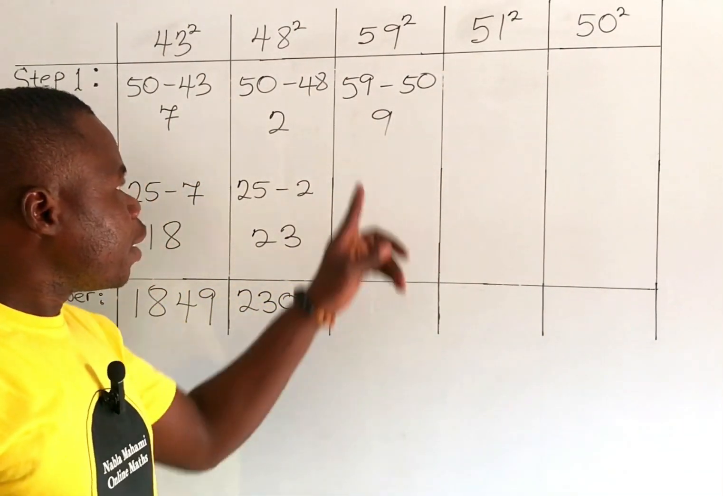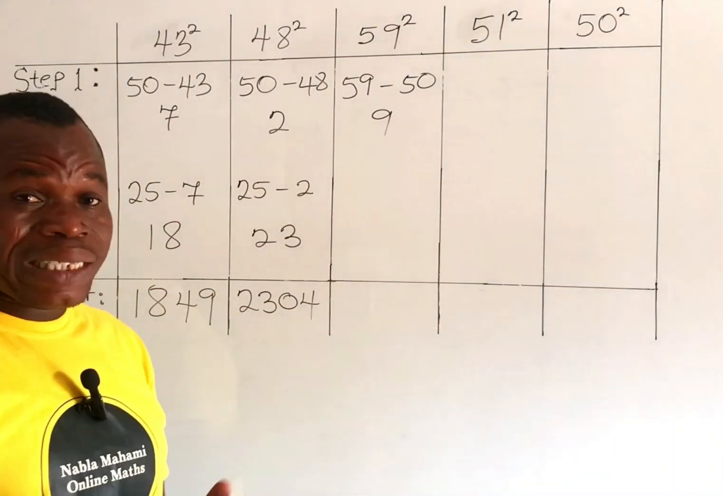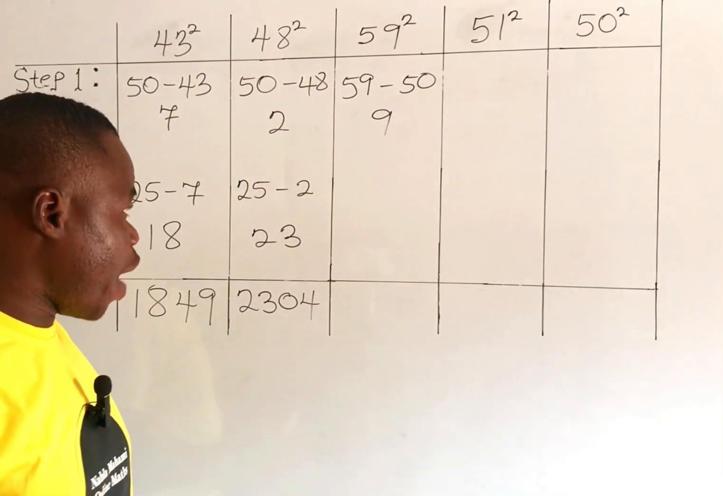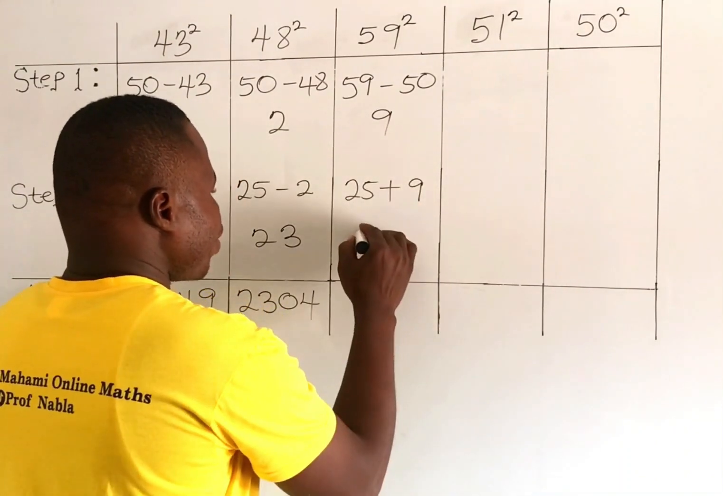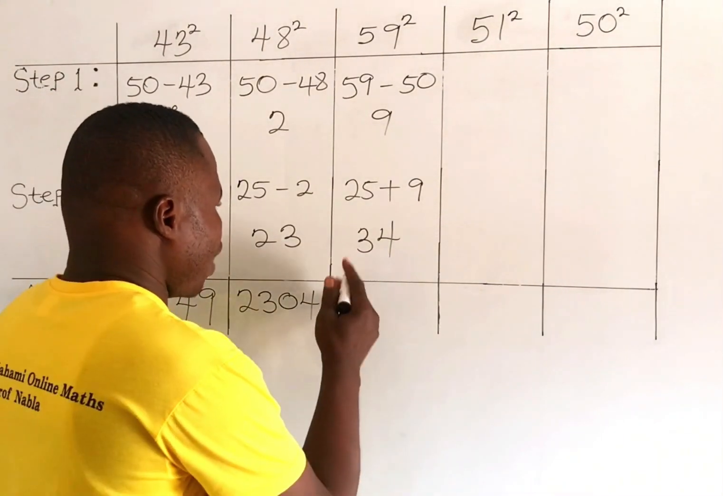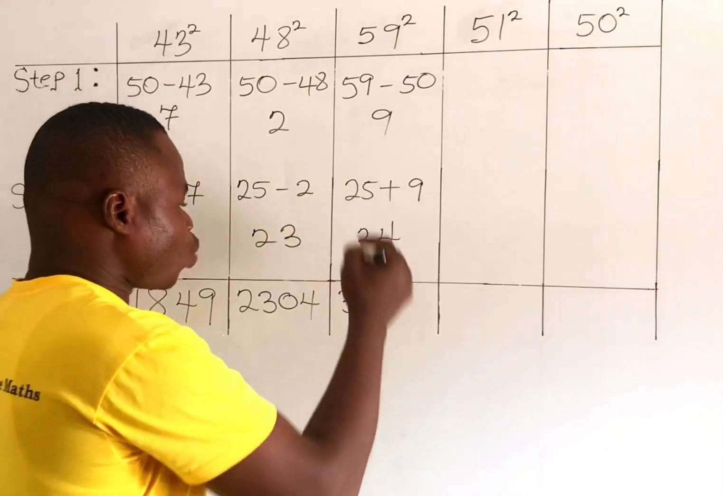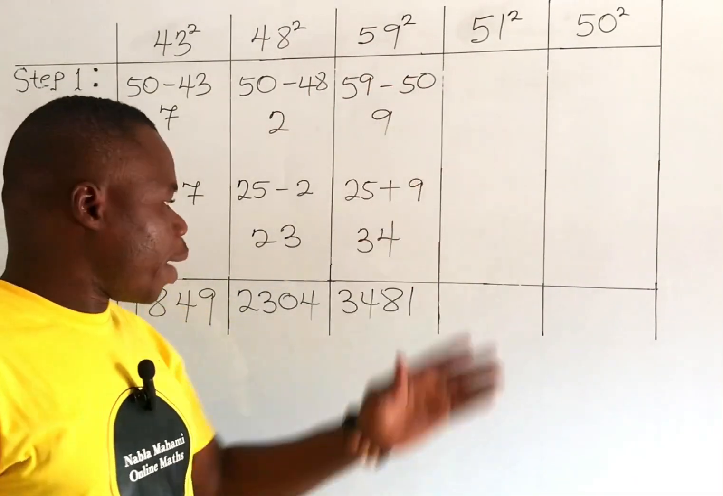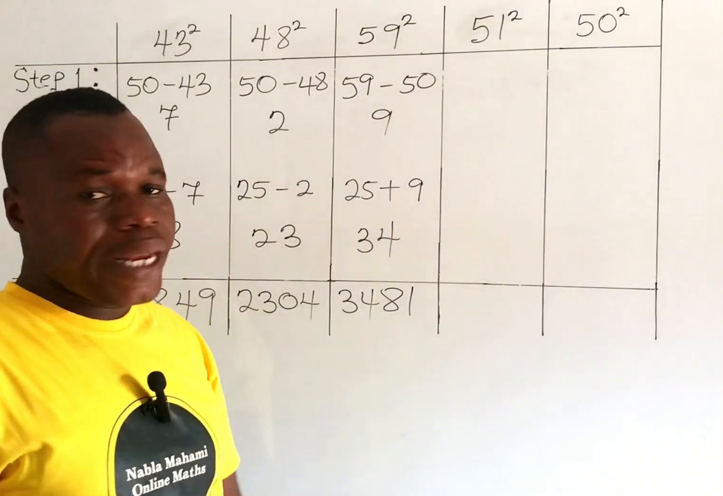Second step. This time round, since it is more than 50, we add this result to 25. If it is less than 50, you subtract from 25. But if it is more than 50, you add to 25. So this time round, I have 25 plus 9, and that will give me 34. So I will now write my answer as 34 and square the first step result. 9 squared is 81. And that means that 59 squared is 3,481.